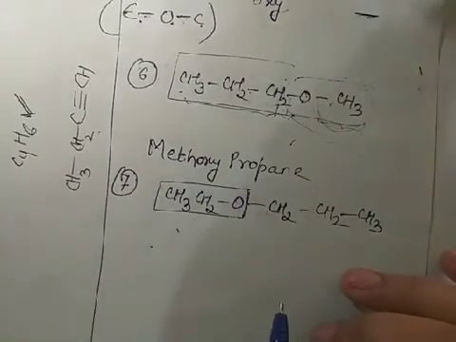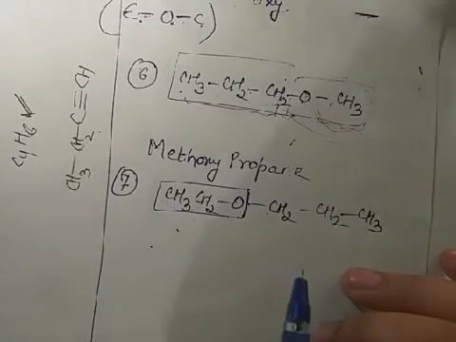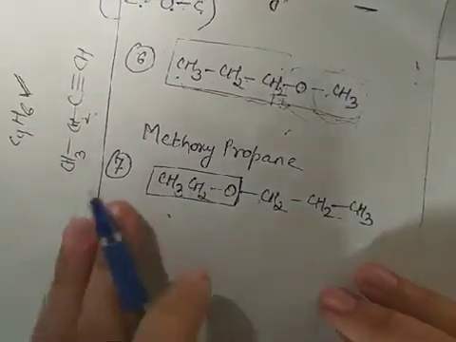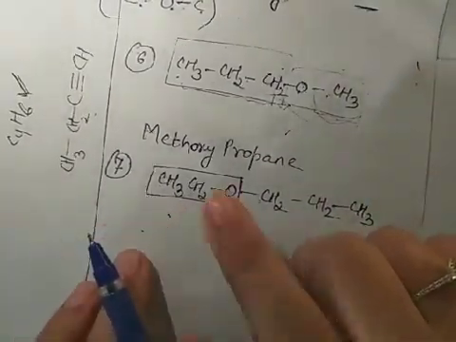Why is oxygen going with the left one? Because there comes the smaller number of carbon atoms. And this will be written first.